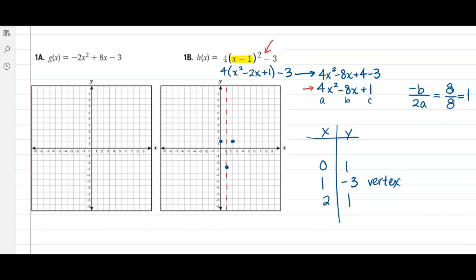Let's try -1. -1 take away 1 is -2. Squared makes 4. Multiplied by 4 is 16. Take away 3 is 13. So this gets high in a hurry. Be way up here. And buy one, get one free, we'd have a point up there as well. So now I can connect these.